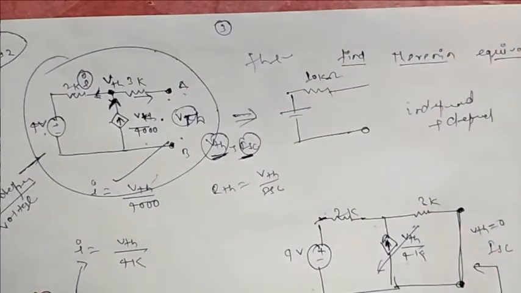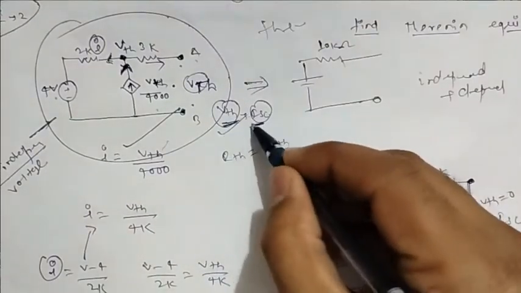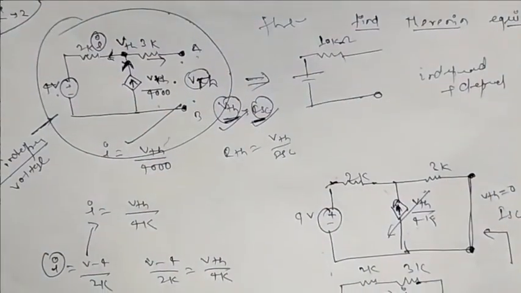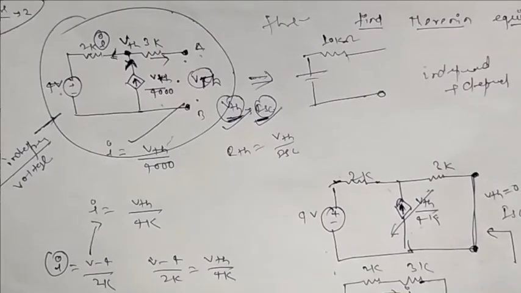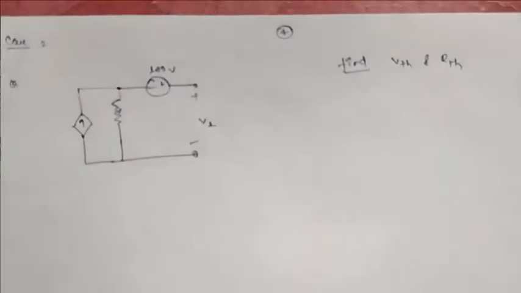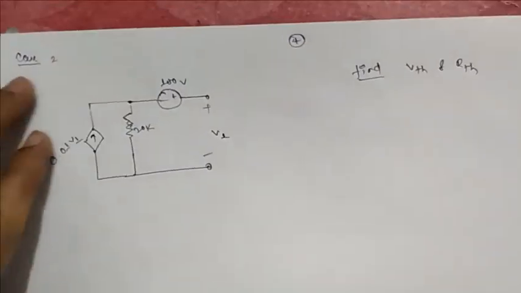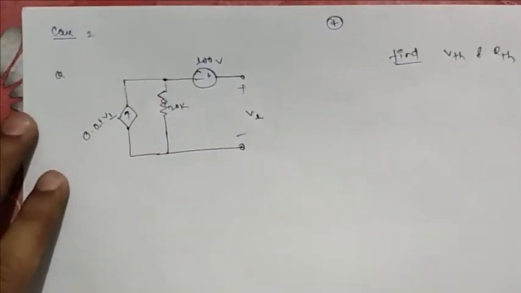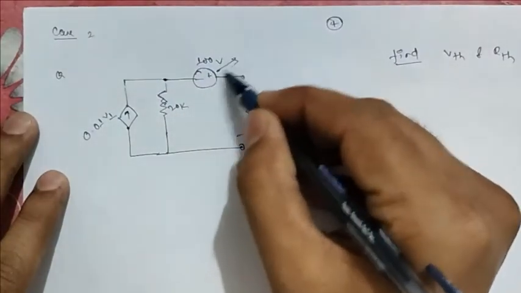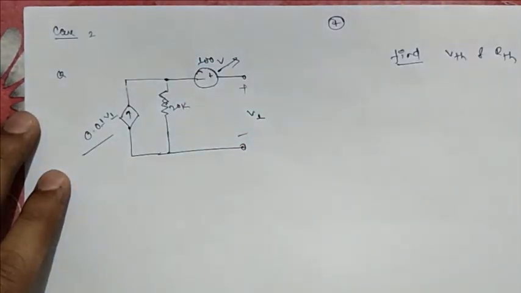Now here we have seen how we have calculated it. It was just simple: just calculate VTH and ISC. Now we are going to take another problem, your second problem, where we are going to find VTH and RTH. This is also a case 2 type of problem, because here there is an independent voltage source and also a dependent voltage source.